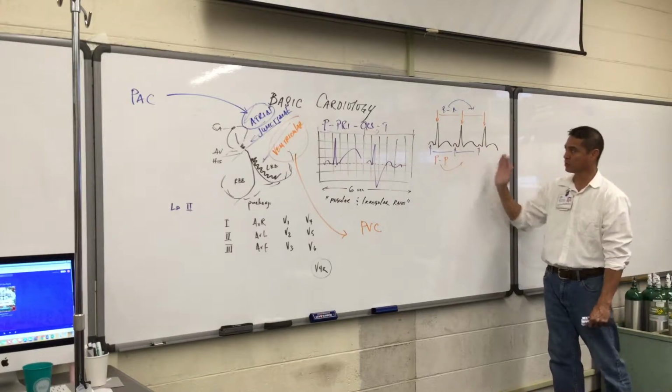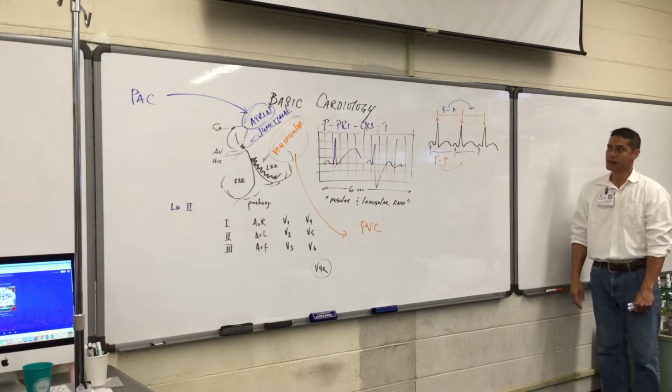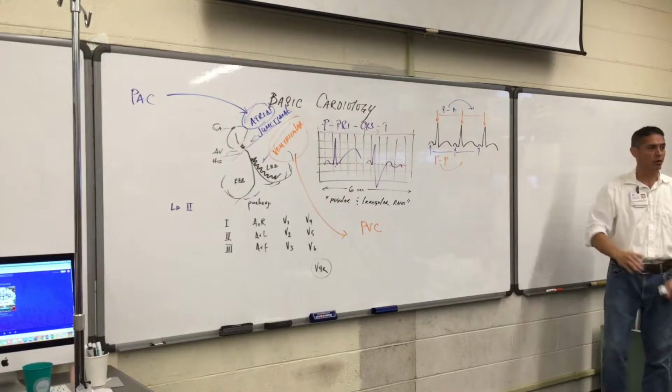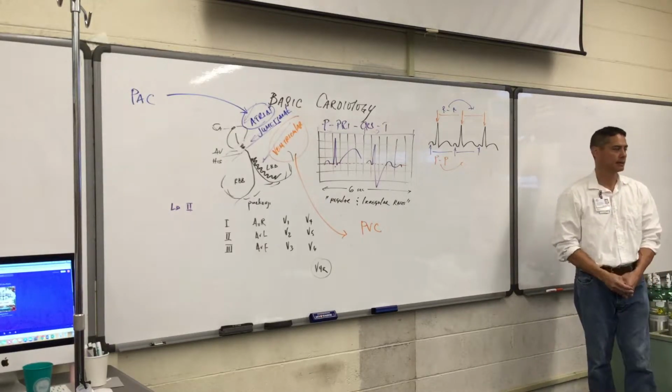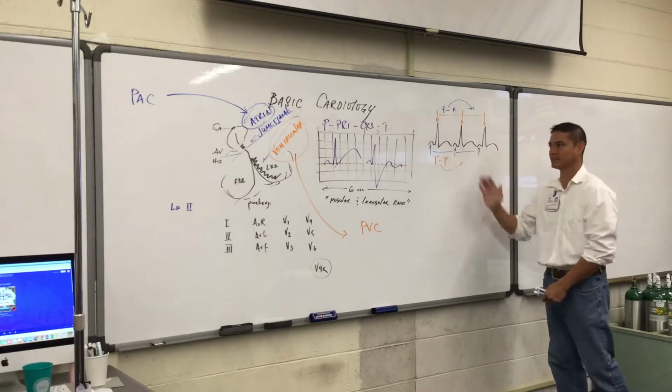Again, the T wave is just repolarization. And we would call this a sinus rhythm with an overall rate of 60, if we're looking at the overall 6 seconds. It's the sinus rhythm with an overall rate of 60.